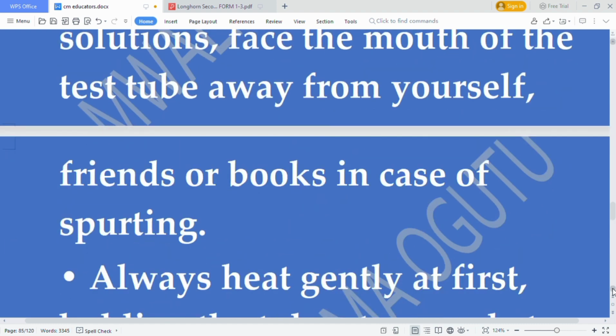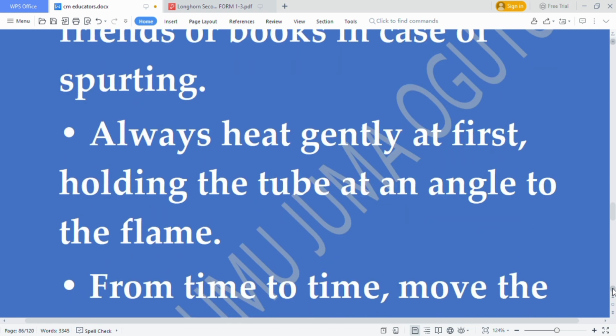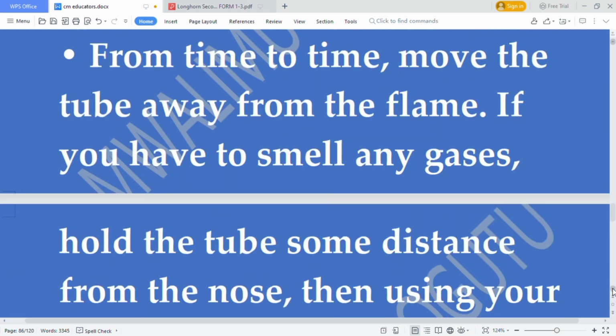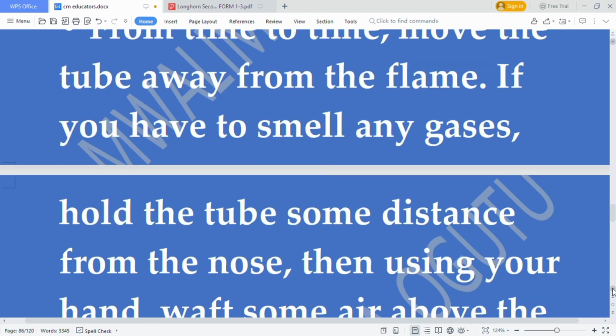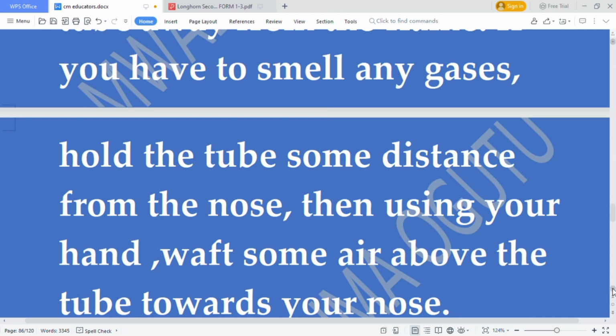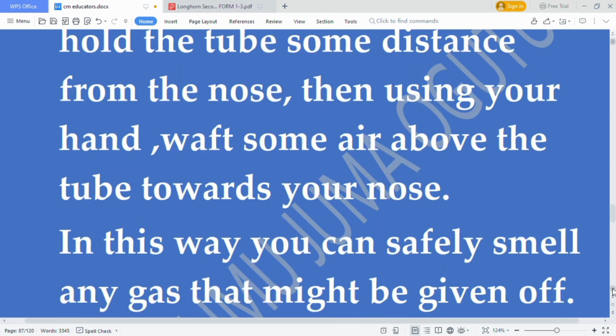Always heat gently at first, holding the tube at an angle to the flame. From time to time, we move the tube away from the flame. If we have to smell any gas, we hold the tube some distance from the nose. Then using our hand, we waft some air above the tube towards our nose. In this way, we can safely smell any gas that might be given off.